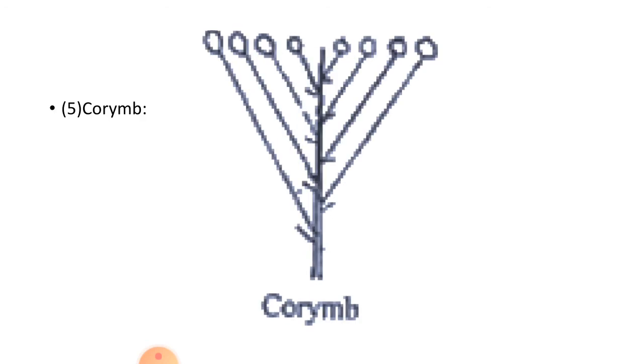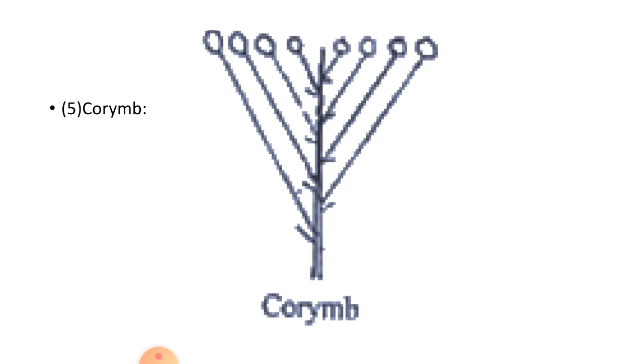Next is corymb inflorescence. What is a corymb? An unbranched axis bears pedicellate flowers in acropetal fashion, like the typical raceme, but the pedicels of the lower flowers are longer. In this case, the lower flowers are longer as compared to the upper ones, and have longer pedicels.